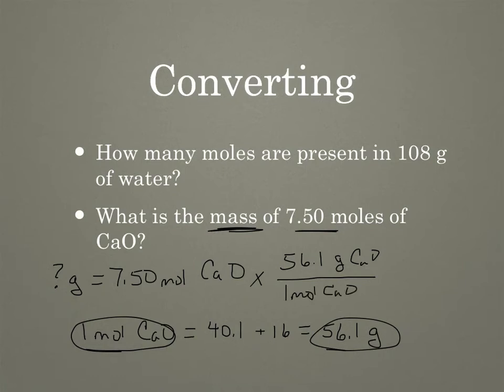Get used to putting in those labels, and even include the label for the substance, because eventually we will be changing substances. That'll be part of what we have to do. So go ahead and write that out. Even though it's a little more writing, you can handle it. If we multiply that out, I got 420.75.